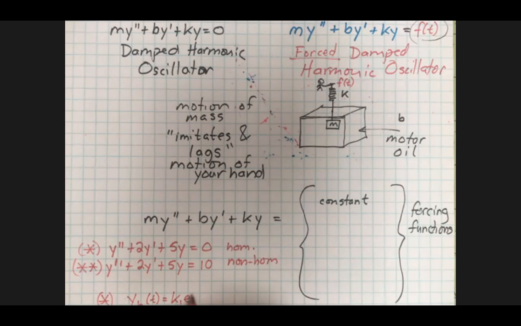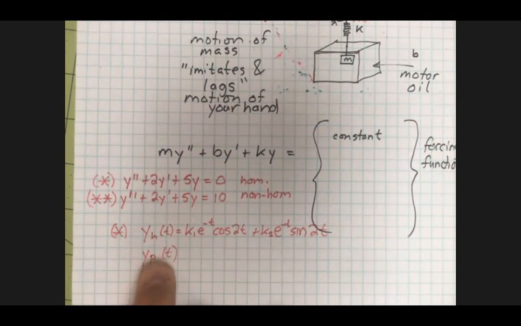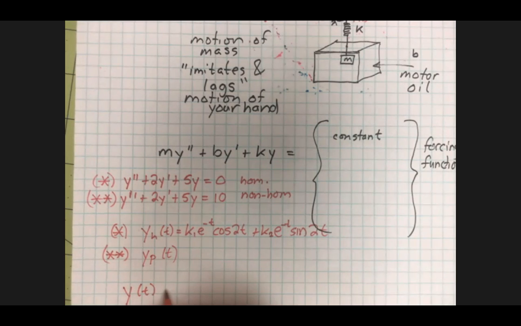Solution: K1 e to the minus t cosine 2t and K2 e to the minus t sine 2t. And what was my mission in chapter one? To find one more solution. Excuse me, I advanced the paper. To find one more solution, one particular solution to double star. And with a particular solution to double star, then I can combine them to make the general solution to my problem.